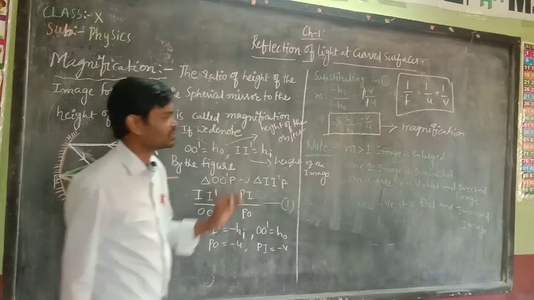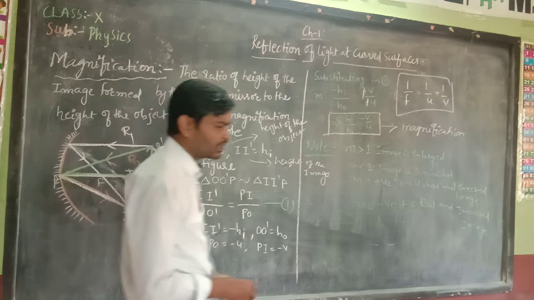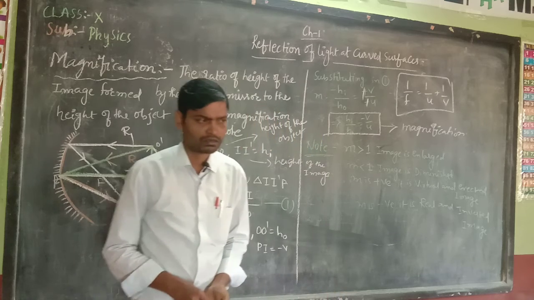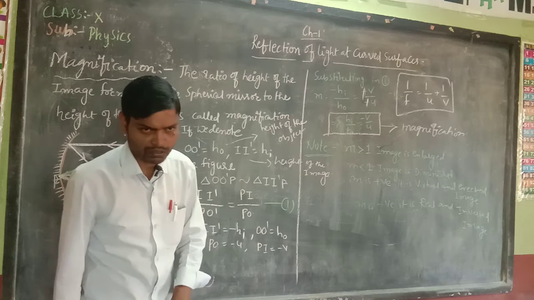So this is the last topic which we have in our syllabus. And one more topic is there, that is preparing a solar cooker. Just read it out from the textbook.